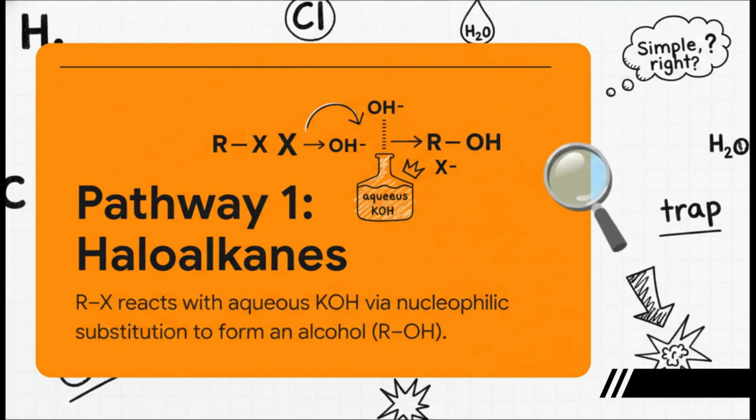Okay, first up, pathway 1, starting from haloalkanes. This is probably the most straightforward one. It's a classic nucleophilic substitution. You just take your haloalkane, react it with, and this is key, aqueous potassium hydroxide. What happens? The halogen just gets kicked out and the OH group takes its place. Boom, you've got an alcohol. Sounds simple, right? Well, it is, but there's a huge trap here that catches so many students.